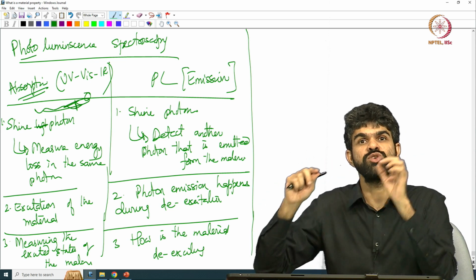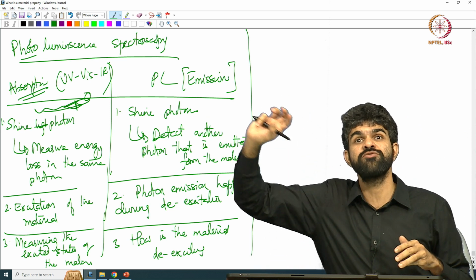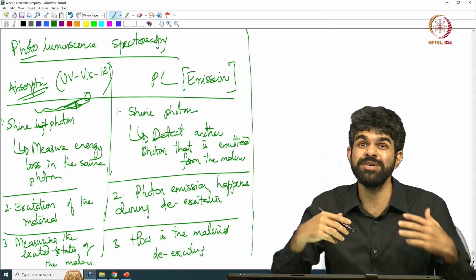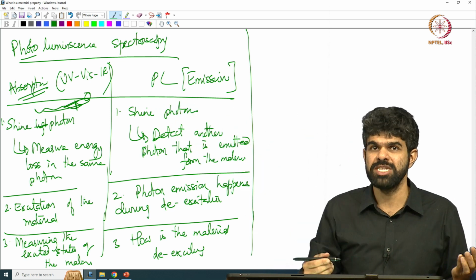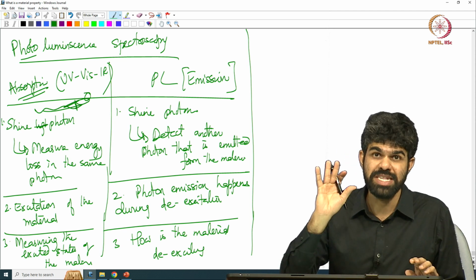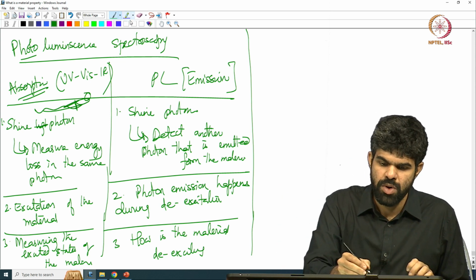In the second one, you shine light, you let the system de-excite, and then you measure the other photon that comes out of a material. That is called emission spectroscopy, and PL is an emission spectroscopy, and you can measure band gaps. So the basic use of doing PL is to measure band gaps of materials.